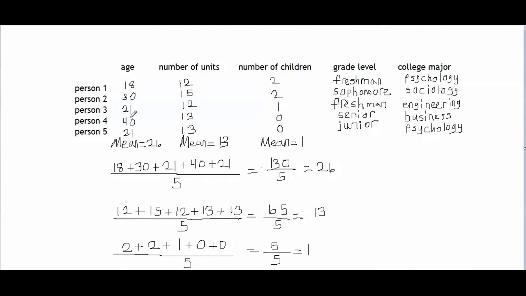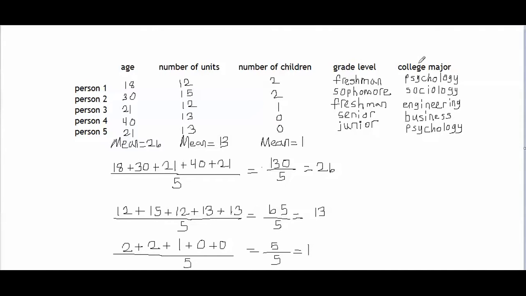So since these 5 numbers were a set of quantitative data, we were able to calculate a mean. Since these 5 numbers were a set of quantitative data, we were able to calculate a mean. And since these 5 numbers were a set of quantitative data, we could calculate a mean.